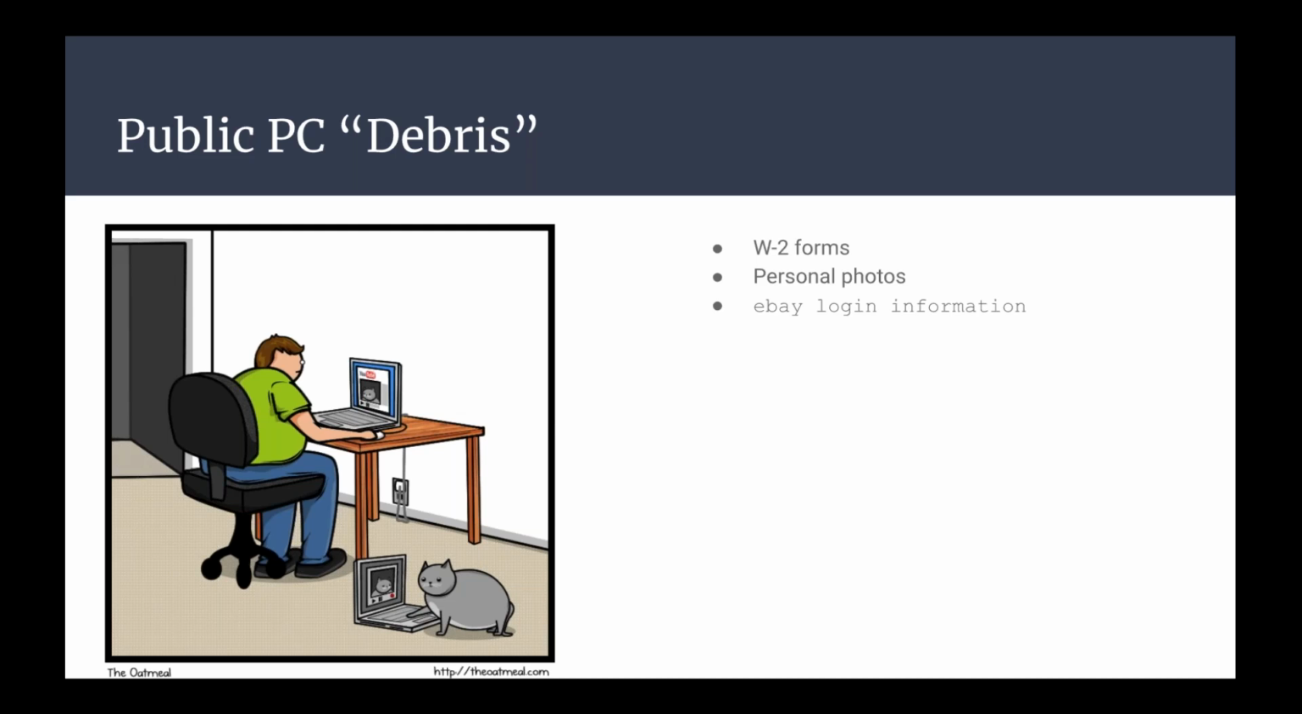Working on public PCs at SELCO libraries, we have found a wide array of patron information left behind on hard drives. These are real examples. I am not making them up. We have found W-2s, personal photos. Now, when I say that, I don't mean personal photos, thank God, but still, they were not photos that were intended to be shared. And one time, we found a folder called eBay login information.